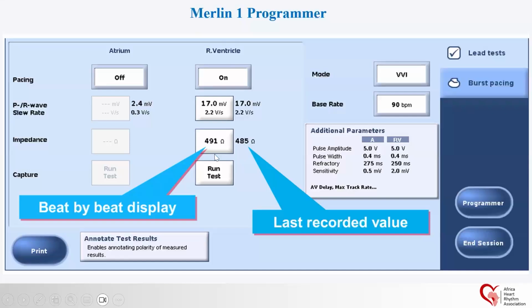So now we need to check the third one, the threshold, that we call capture or threshold.